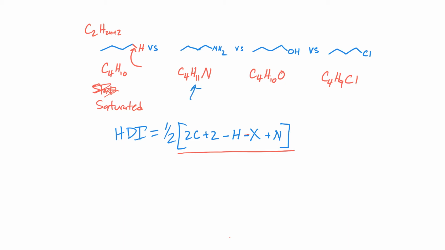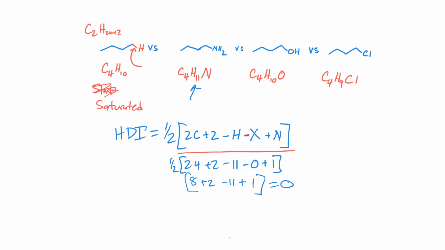the second compound here. So 2 times 4 plus 2 minus the number of H's is 11, minus the number of X groups, which is 0, plus the number of nitrogens, which is 1. We add that up, divide by 2, we should get 0. So we have 8 plus 2 minus 11 plus 1. That does equal 0. So we have 0 double bonds present.